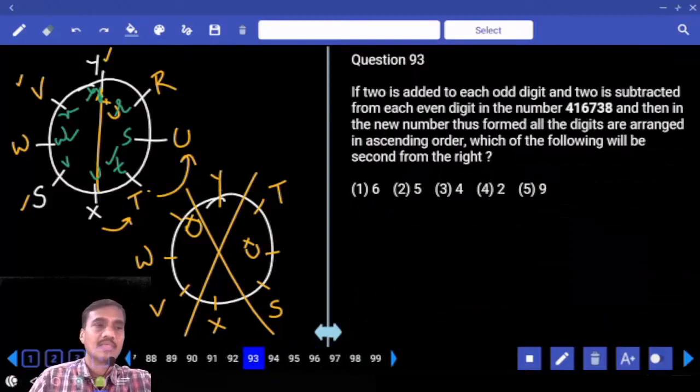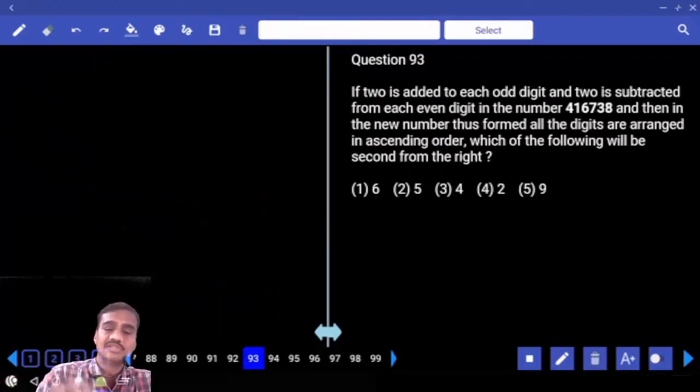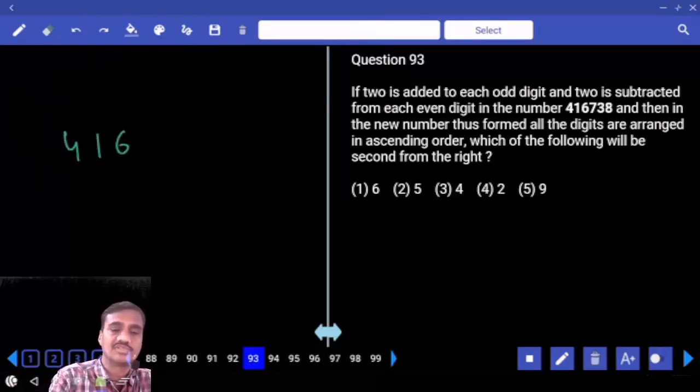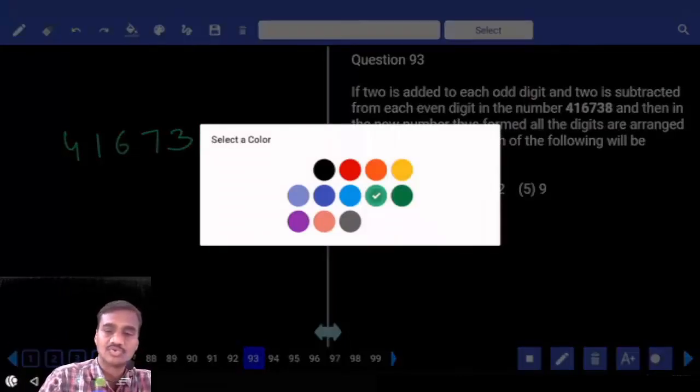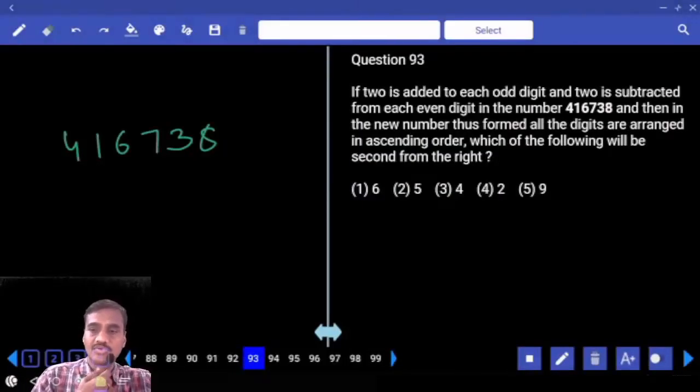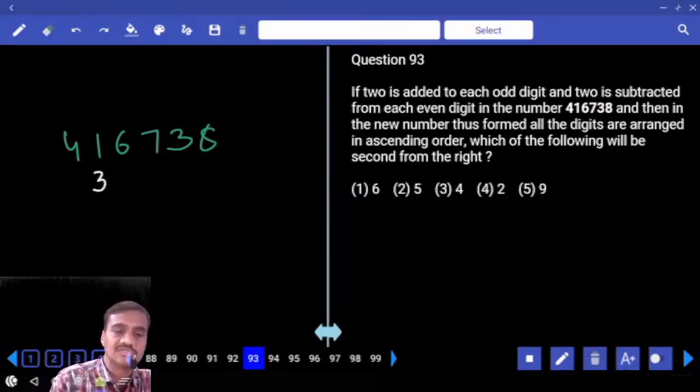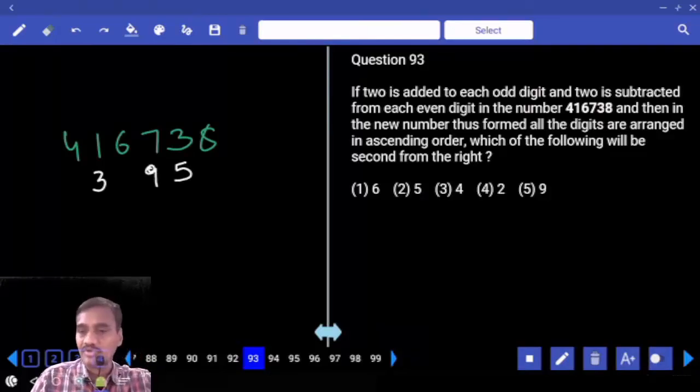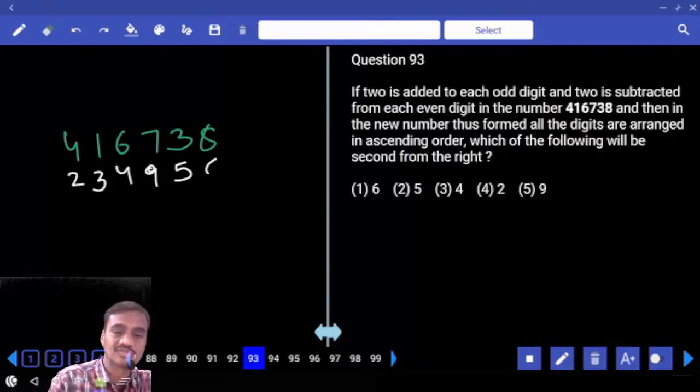93. Now coming to this 93, it is an individual question here. 416738 is the number. Then 2 is added to each odd digit. Now to each odd digit 2 is added, this is 3, this is 9, and this is 5. And in the same way, 2 is subtracted from each even digit. Now this is 2, 4 and 6.